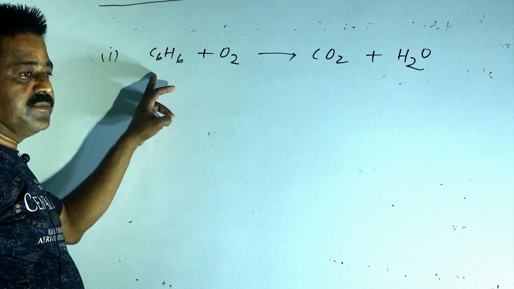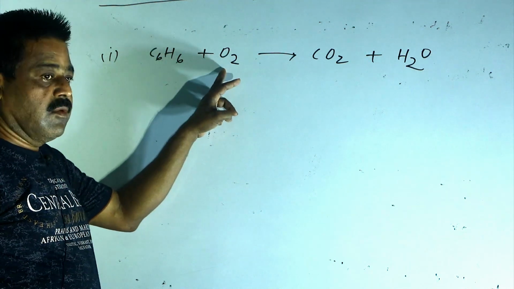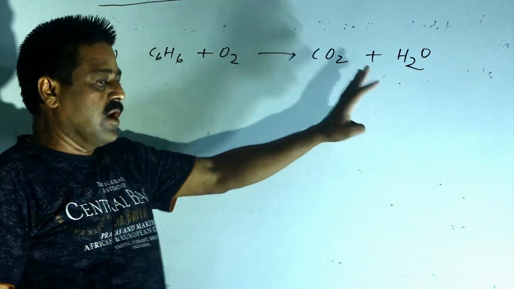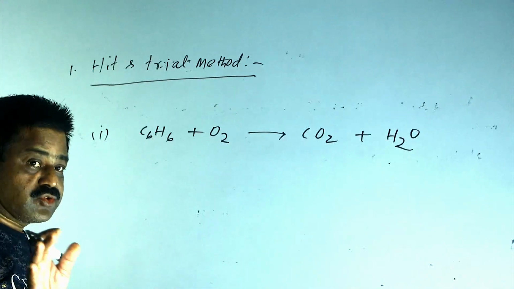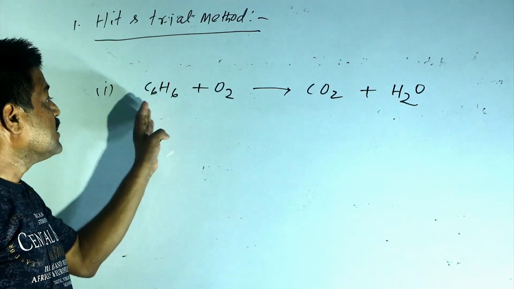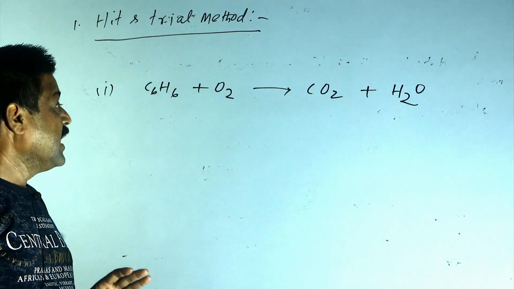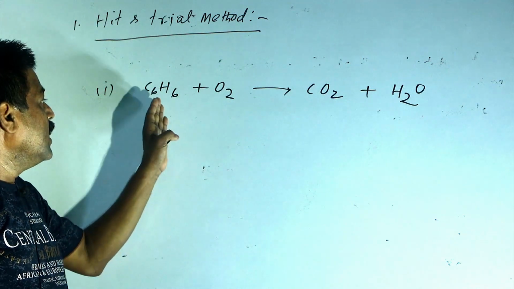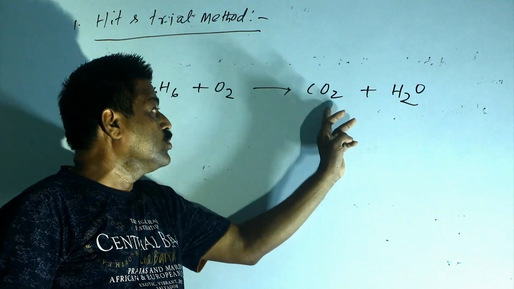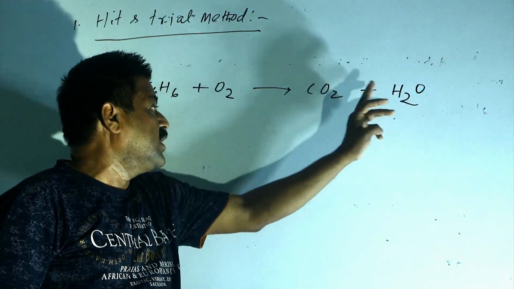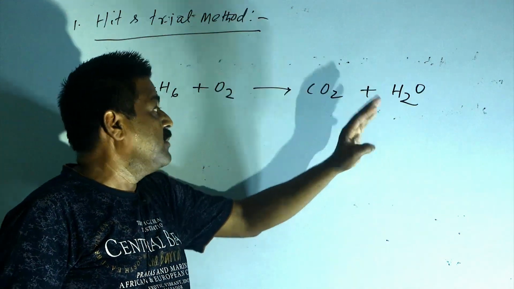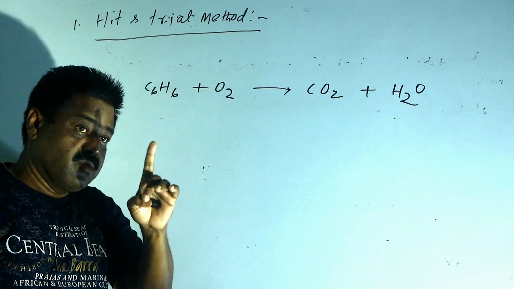Here is benzene, C6H6. When benzene is burnt, we get carbon dioxide and water. It is not balanced. To balance it, we have to first judge the number of each kind of atom on both sides. The number of oxygen atoms on the right hand side: there are oxygen atoms in 2 formulae. Here in carbon dioxide there is oxygen, in water there is oxygen, but here oxygen is once.